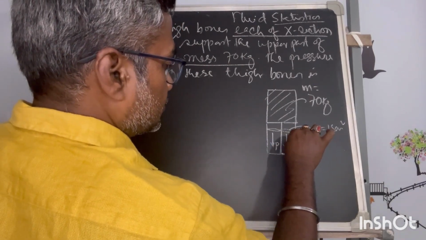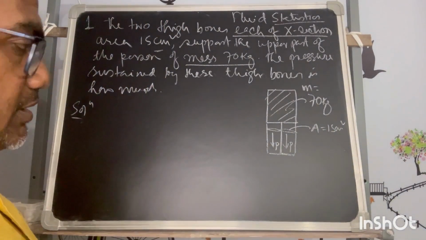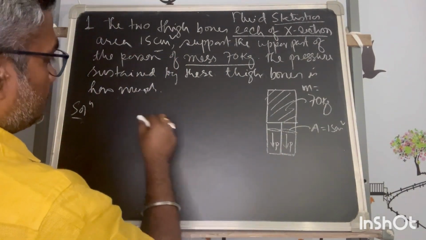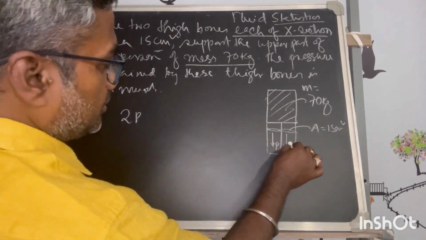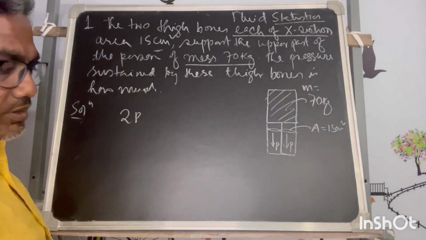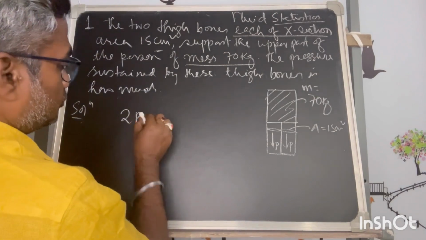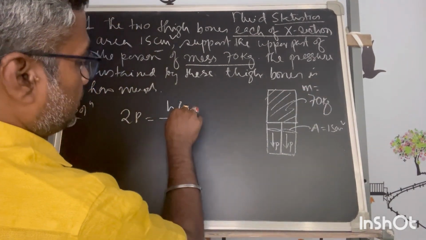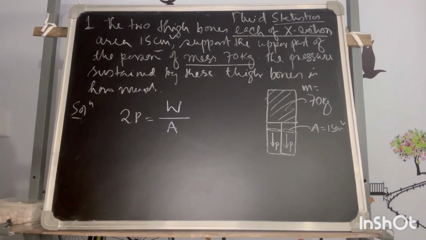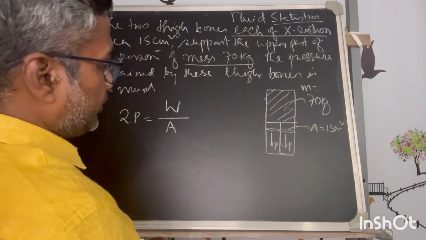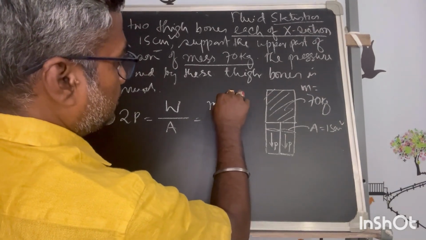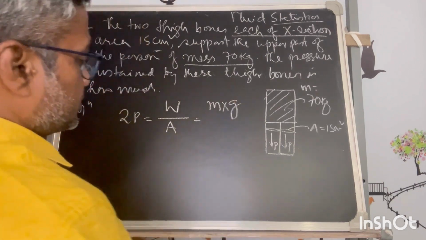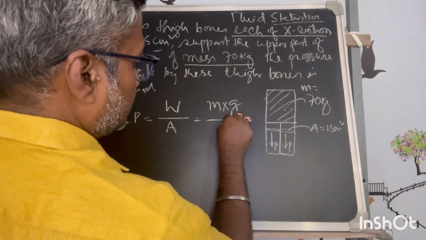I can assume that both of the thighs are sustaining the same pressure. If I assume that, then 2P, that means P and P, the pressure is a scalar quantity. So 2P will be the total weight of the body divided by the area. Okay. So now how will we get the weight of the body? That is nothing but mass into gravitational acceleration, divided by the area.